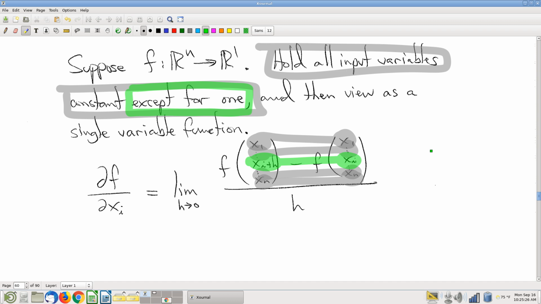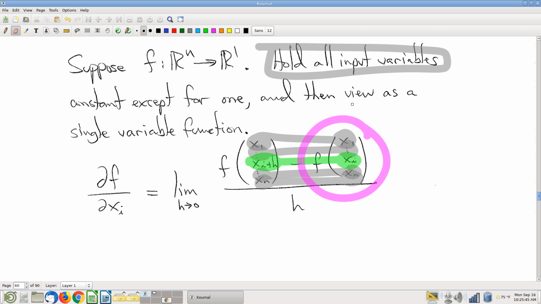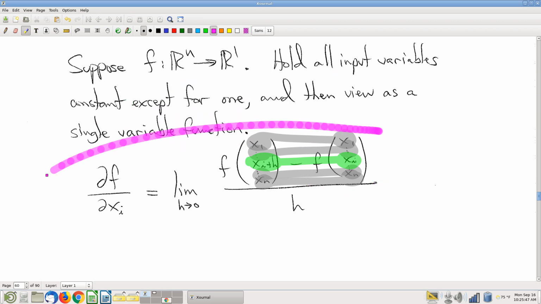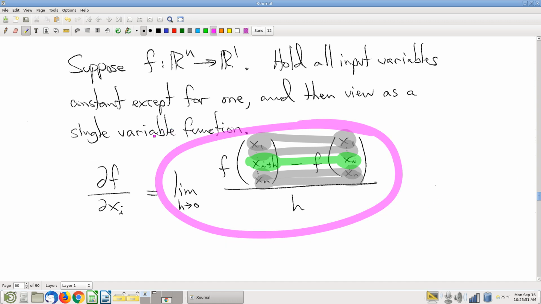So ultimately, then, what remains, having done this thing where only the one variable is allowed to change, it really is a single variable function at this point, for the purposes of this calculation that we're doing here. And that single variable function's derivative, this is just plain old single variable calculus, right? Single variable derivative of a single variable function.